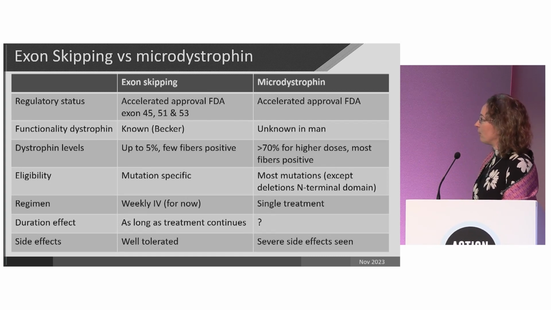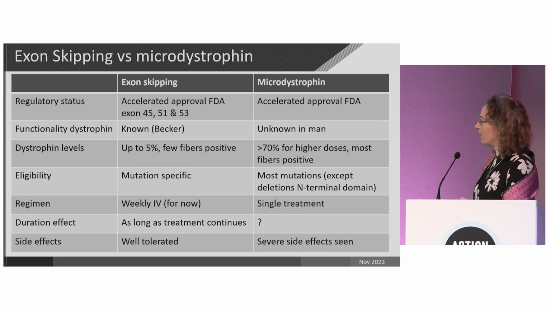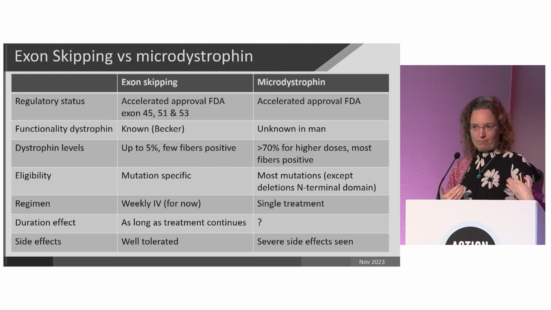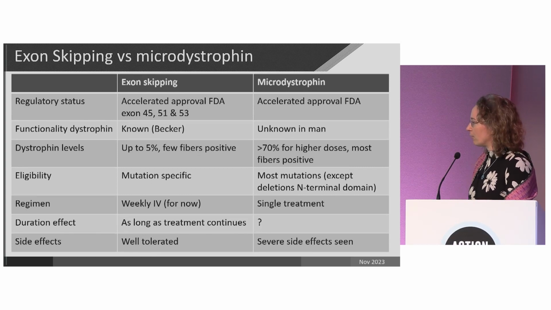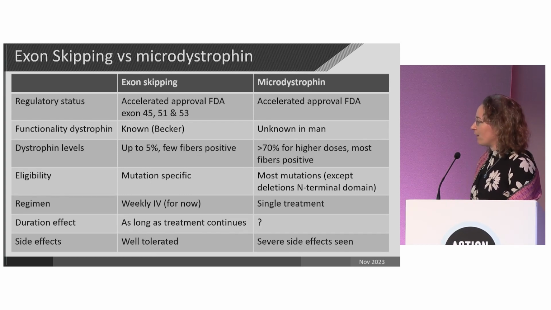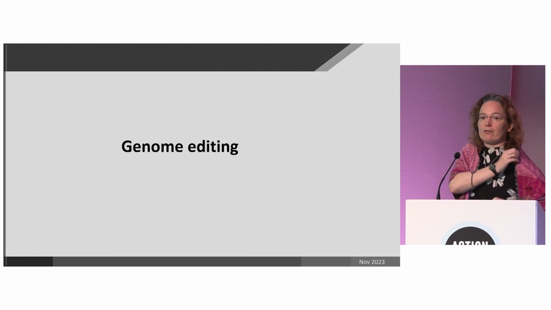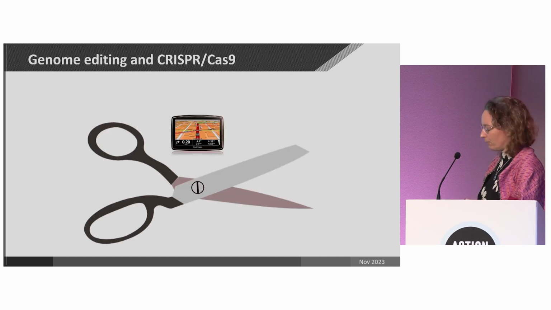Exon skipping is mutation specific. The microdystrophin is not. There's about 10% that are excluded because they have a mutation at the beginning. Most patients, however, are eligible. Microdystrophin AAV, you need to give only once, or you can give only once. So side effect-wise, yes, they are more severe, but only once. While the regimen currently for exon skipping is weekly intravenous infusions. The duration of effect, well, for the exon skipping, as long as you keep giving it, there will be an effect. And we know for the microdystrophin, at some point, the microdystrophin will go away. What we don't know is how long this will take. And I mentioned the side effects already.